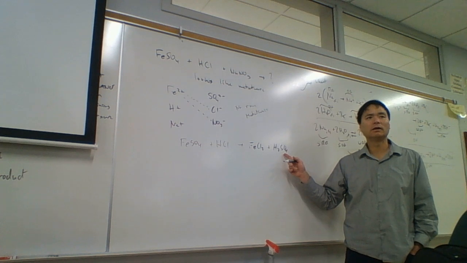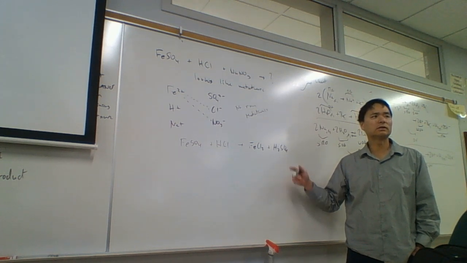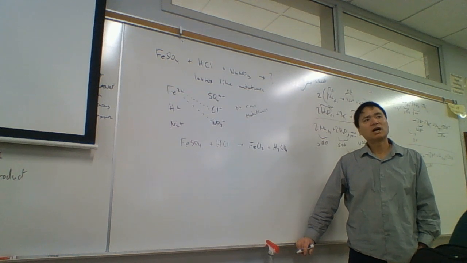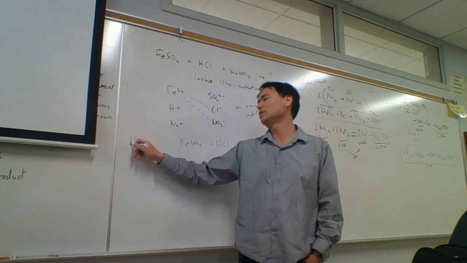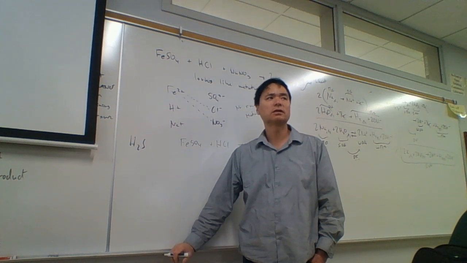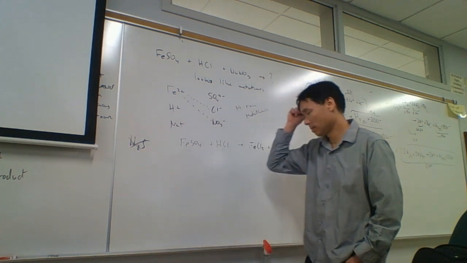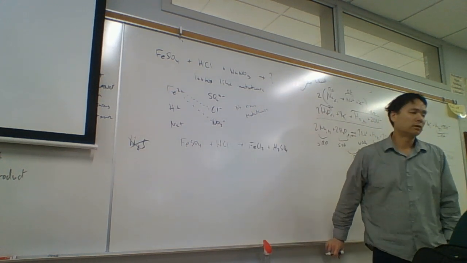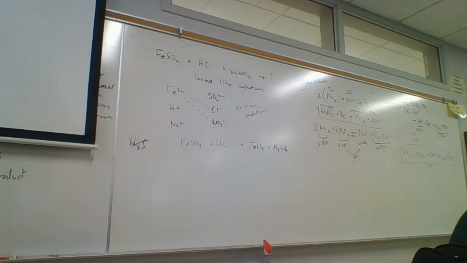Hydrogen sulfate would be, what's this called? H2SO4. Hydrosulfuric acid is this. H2S is called hydrosulfuric acid. H2SO4 is called sulfuric acid. And then we compare. We go to the acid chart and we compare the acids, HCl versus H2SO4. Which one is a stronger acid?